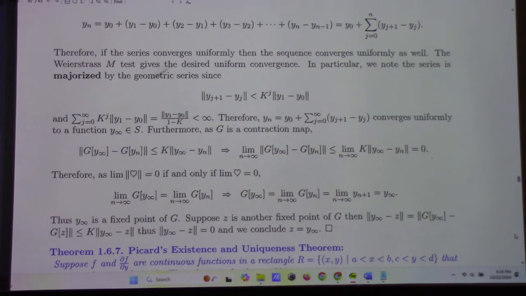So aspects of this proof are very reminiscent of what we did last class, but on the flip side, like the telescoping thing and the use of the Weierstrass theorem, it's quite different than whatever we did last time, which I've forgotten already.